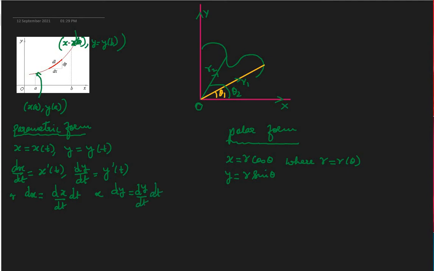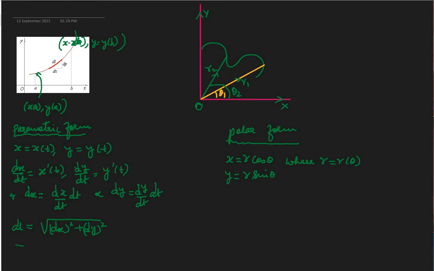Now if you take this arc length dl here, then in the previous video I have explained how to derive the equation of the arc length in Cartesian form. For that, dl is equal to square root of dx square plus dy square. Now since x is a function of t, you can express dx as dx/dt into dt, and dy can be written as dy/dt into dt.